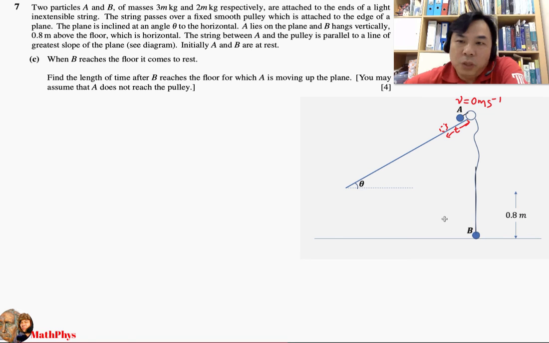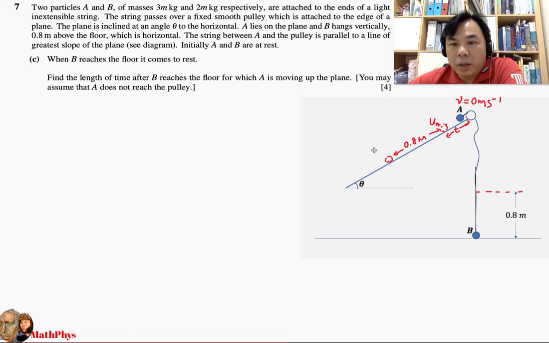Now before that, we need to know how far A has moved just now. Before that A was somewhere here, for instance. A has moved 0.8 because it's mentioned that B was 0.8. Before that B was here. So B moved down 0.8, so A would be moving up 0.8 to here. So our concern here is we have to find out what is the speed of A at this position. So we're going to find out the speed of A here.